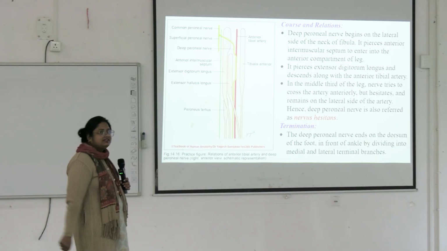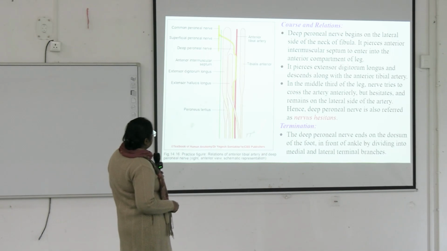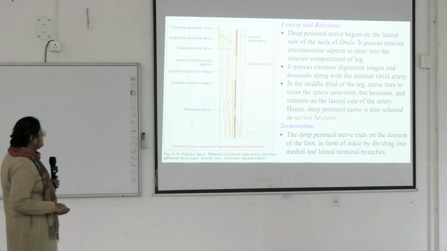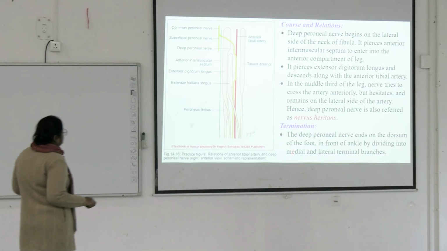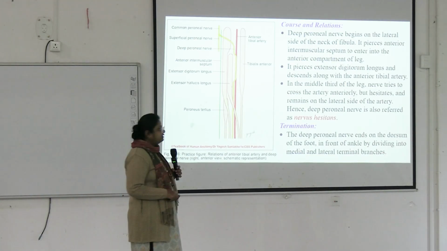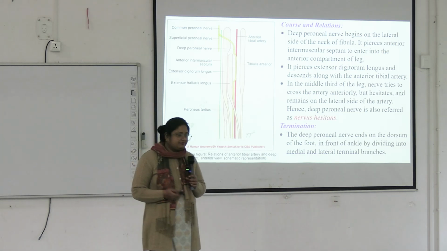তিনটাই লিখতে হবে। Next is termination, how it terminates. The deep peroneal nerve ends on the dorsum of the foot in front of ankle by dividing into medial and lateral terminal branches.